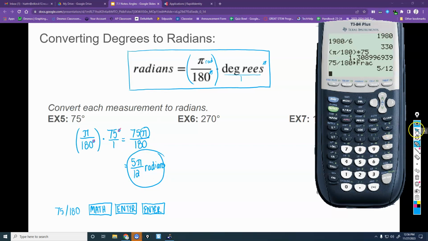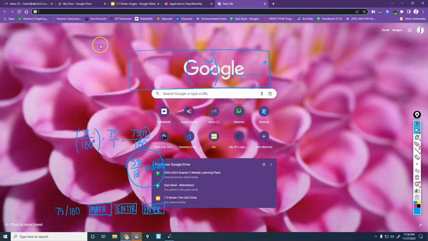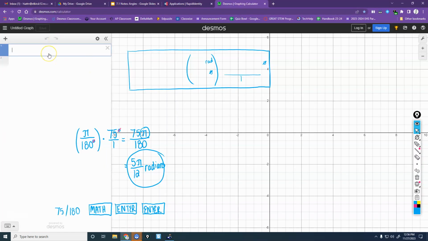If you need to do that on Desmos, because whenever you are doing this at home, you will probably need to use Desmos if you don't have a handheld calculator. Your phone calculator might do it, but I would use Desmos instead. So if you do 75 over 180 here, it's going to give you a decimal.